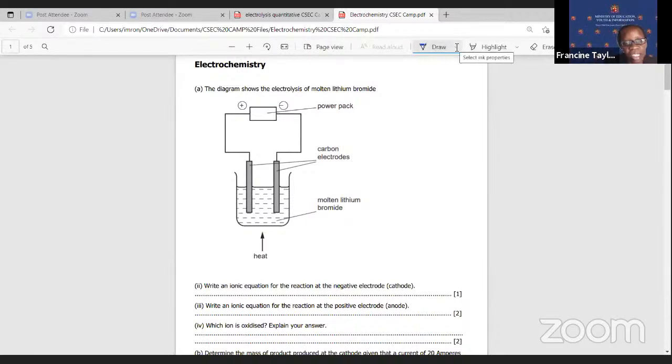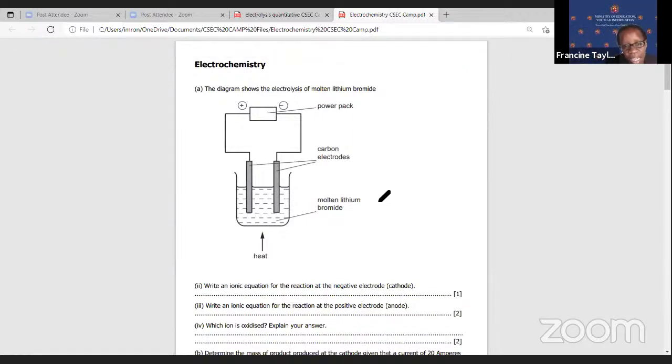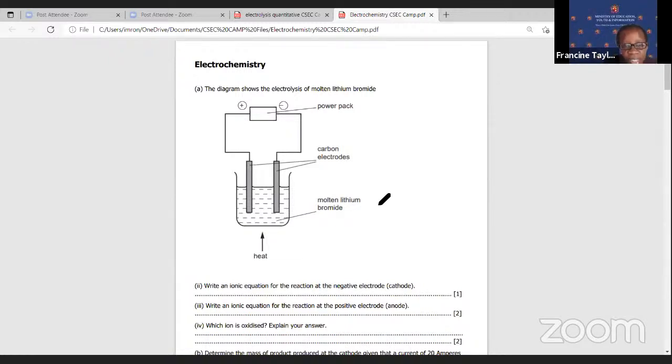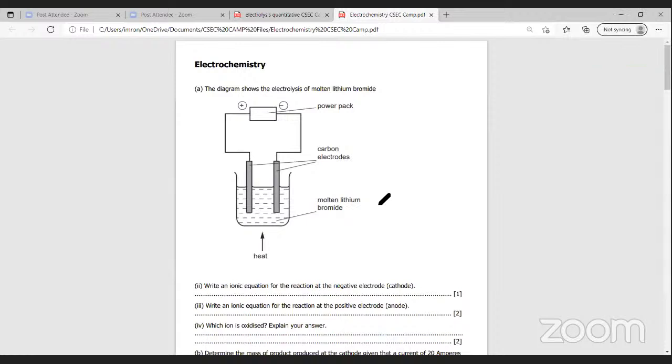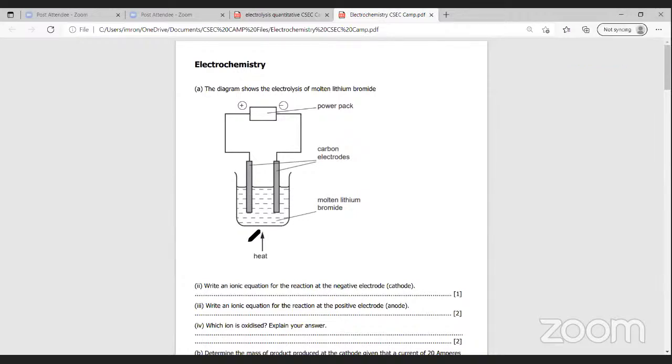No responses yet. Negative electrode, talk to me. Okay, so here we go. Somebody has 2Br minus plus 2 electrons gives Br2. Somebody else has 2H plus 2 electrons to give you H2. Someone has lithium plus electron gives you Li solid. All right, so think carefully now.